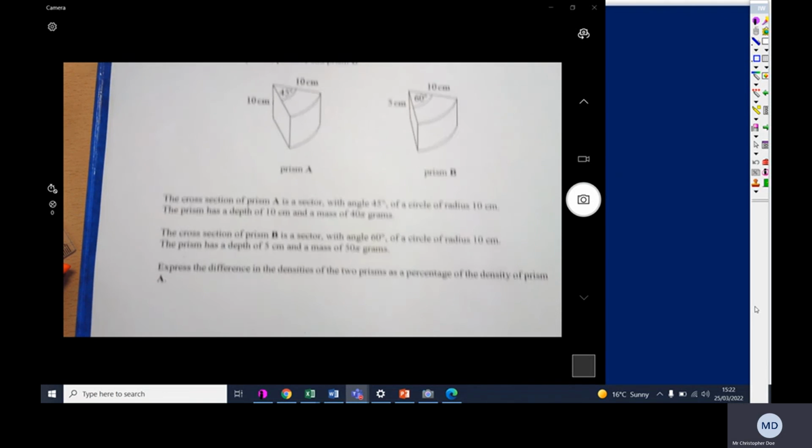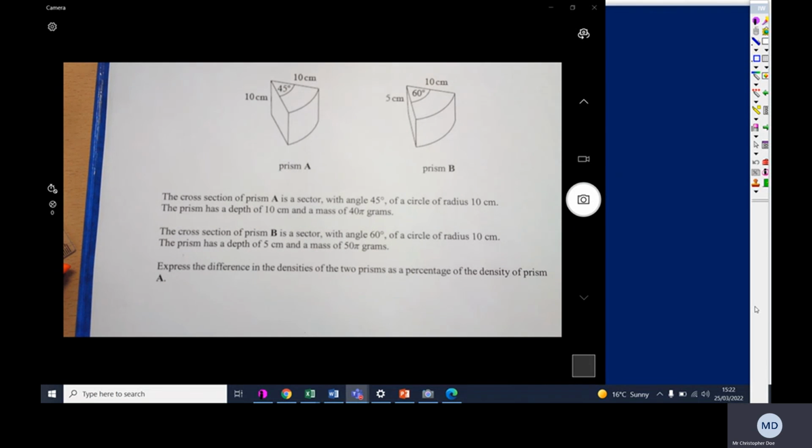21, how many more we've got to do? Struggling a bit to get this done in the time.